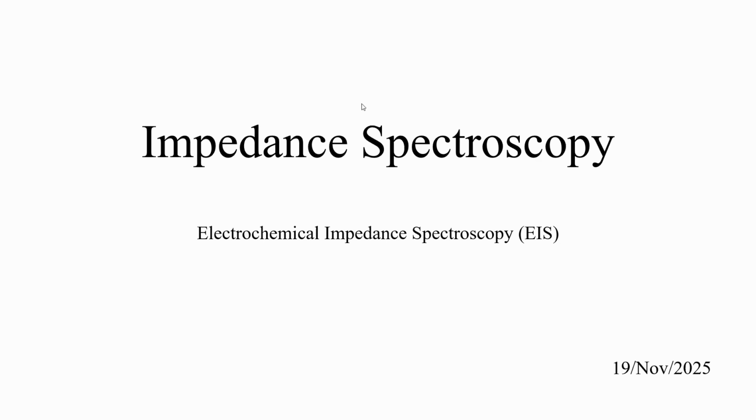Hello everyone, today our group will be presenting on electrochemical impedance spectroscopy, also known as EIS. EIS is a very powerful technique used in electrochemistry, materials science, and battery research. It helps us understand how the system responds to an AC signal and how different processes inside the system behave at different frequencies. Throughout this presentation, we will explain what EIS is, the theory behind it, and how it is used in real applications. Next, please.